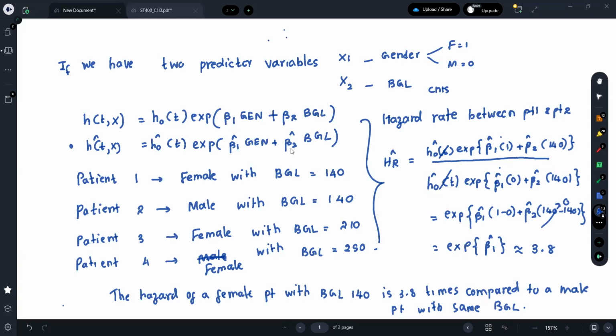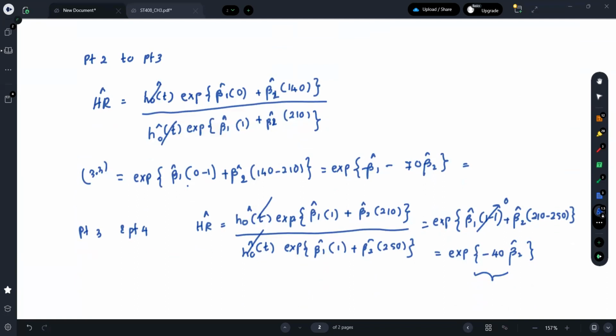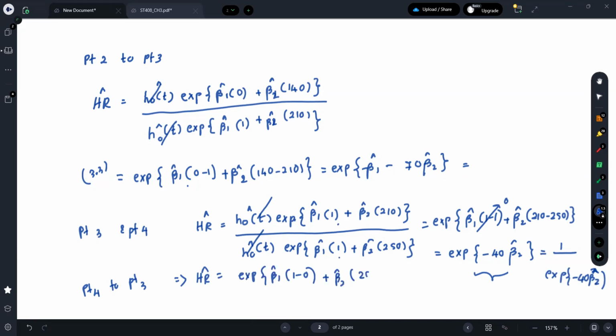Okay. Now, is it clear to all of you how you do the comparison, how you write down the hazard function and how you calculate the hazard ratio? So now, what if you want to compare patient 4 to patient 3? You just switch top and bottom. So in that case, what will be the HR hat? You can just take the reciprocal of the final answer, 1 over this answer. Or that will be simply EXP of beta 1 hat, 1 minus 1, plus beta 2 hat, 250 minus 210. So beta 1 hat goes away, and you'll end up with EXP of 40 beta 2 hat.